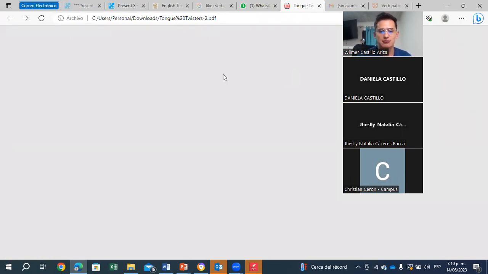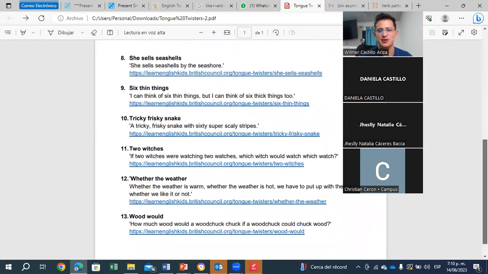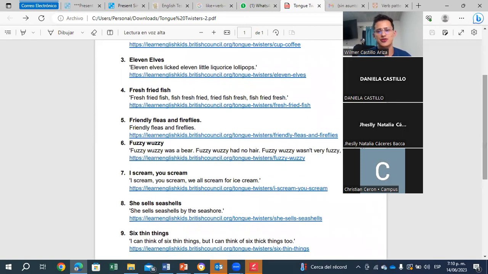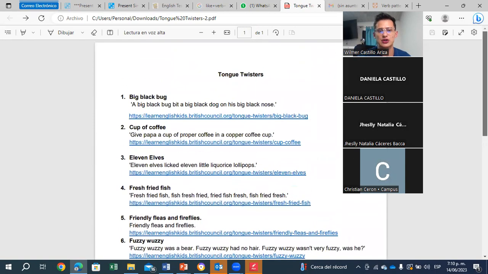Okay, look here. We have 13 tongue twisters. Some of them are really basic, but others are a little bit complicated. So you can try it. It's very, very good. And now, what are we going to do?